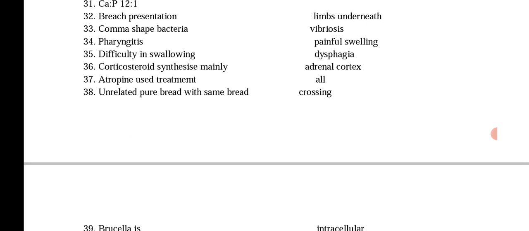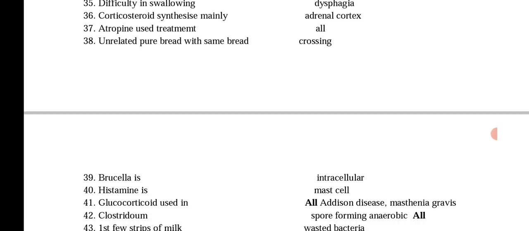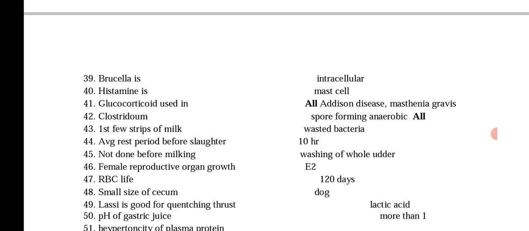Corticosteroid synthesis is mainly in adrenal cortex. Atropine is used for treatment of all of these, but it is most commonly used in organophosphate poisoning. Crossing is the breeding of unrelated pure breds of different breeds.